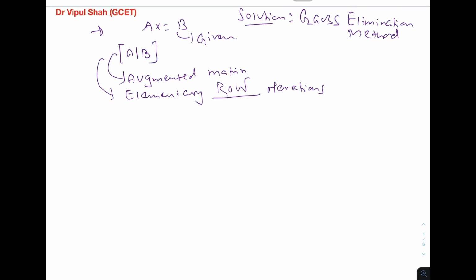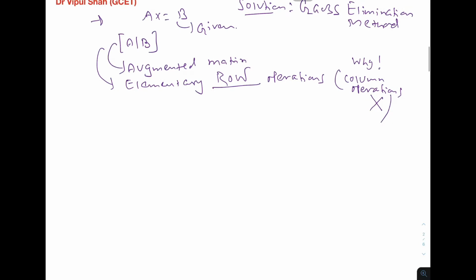Here column operations are not allowed. Try to find the answer and convert into the row echelon form. So we have the augmented matrix AB, and we have converted that matrix into row echelon form.